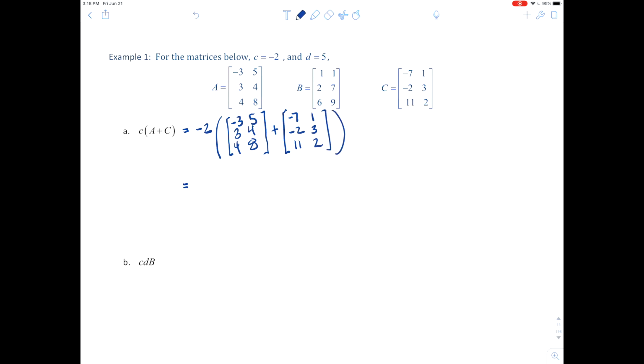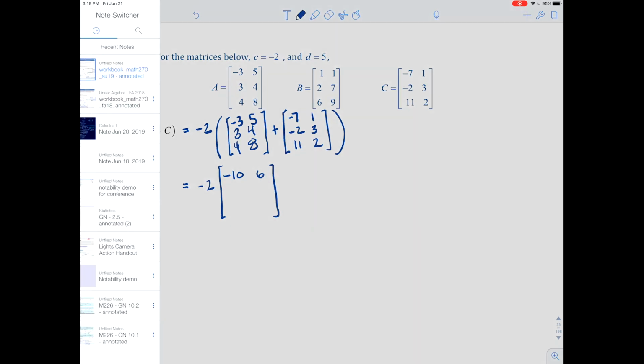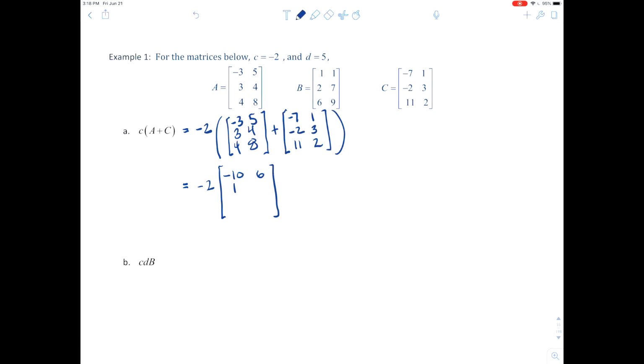So we will get -2 times the matrix: -3 plus -7 is -10. 5 plus 1 is 6. 3 plus -2 is 1. And then 4 plus 3 is 7. 4 plus 11 is 15. And 8 plus 2 is 10. How'd you do? Good, good.